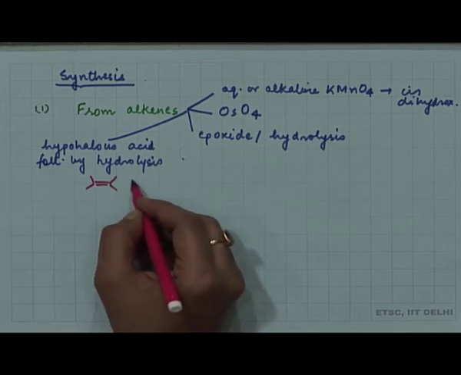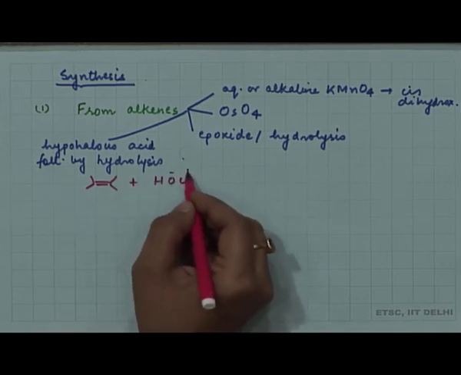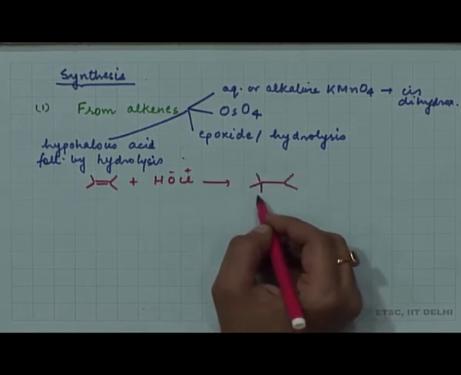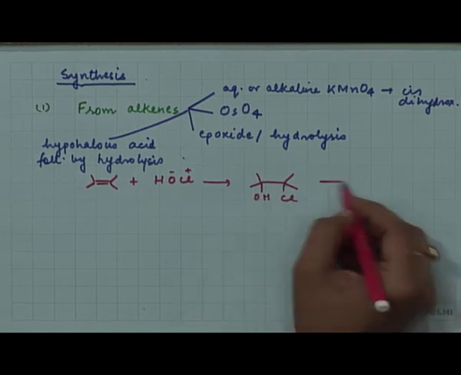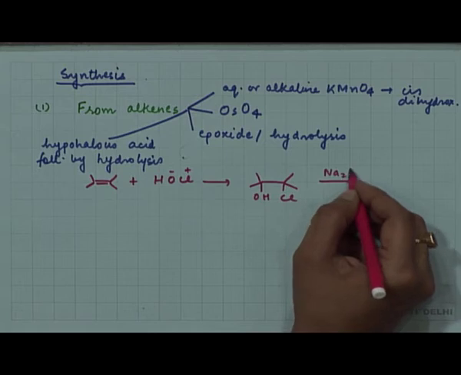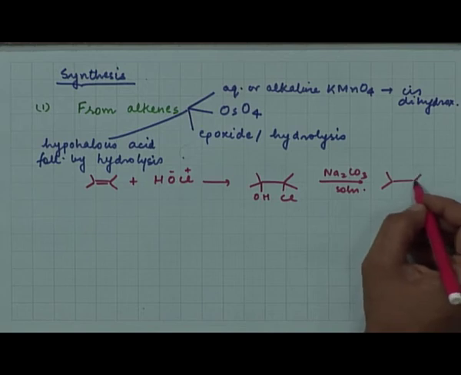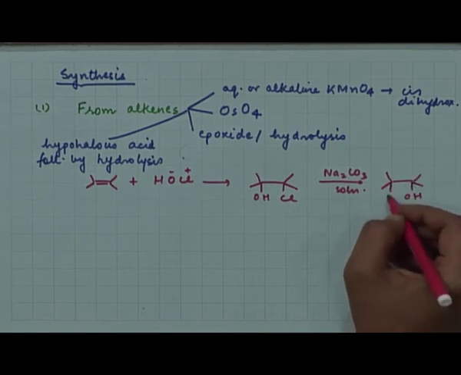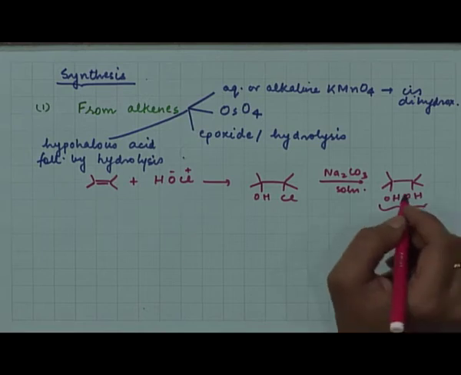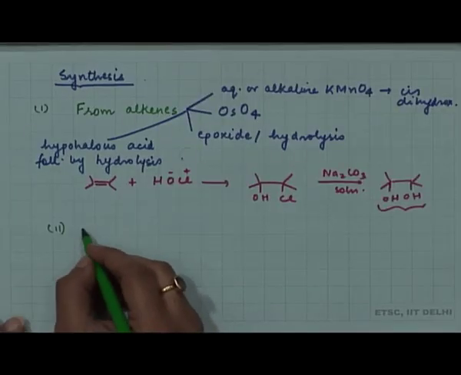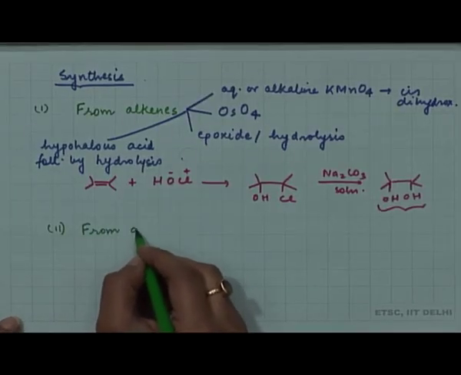You had an alkene, you treat it with the hypohalous acid. And what was happening? A regular addition reaction on the alkene, electrophilic addition, and this was followed by hydrolysis. So, you carry out sodium carbonate hydrolysis and this yielded the corresponding diol. So, these were the different methods which we discussed for the synthesis of diols starting from alkenes as substrates.